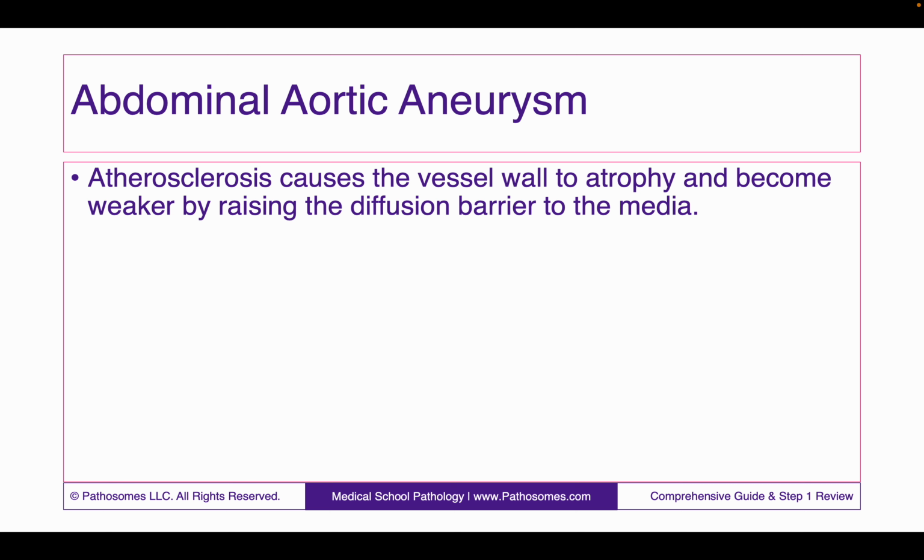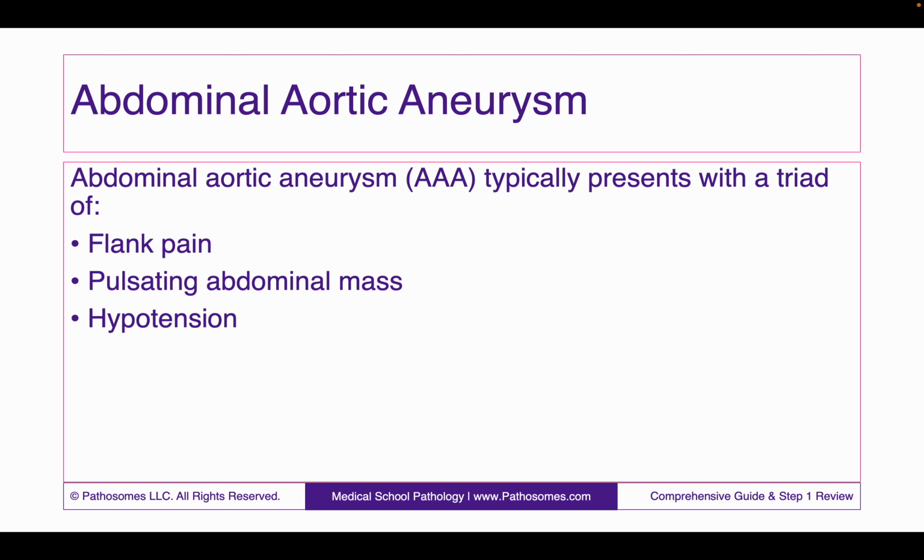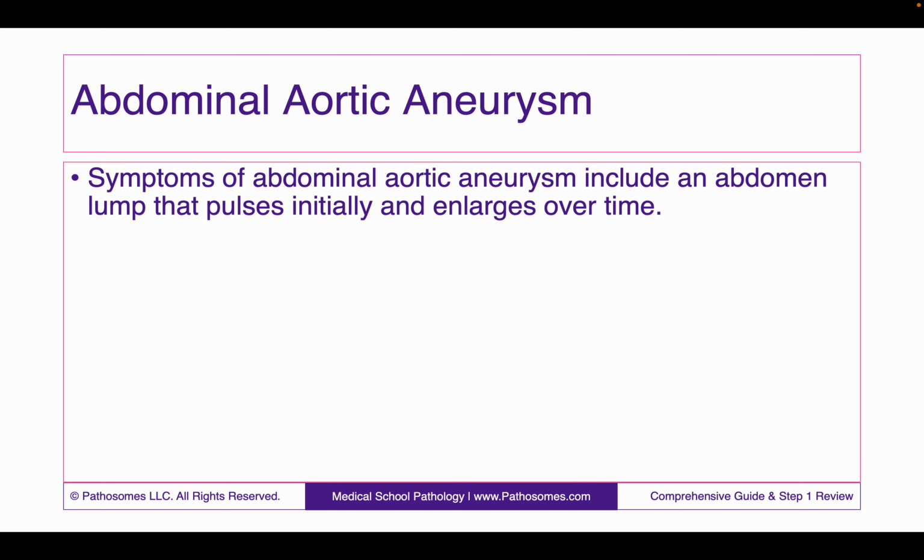Atherosclerosis causes the vessel wall to atrophy and become weaker by raising the diffusion barrier to the media. An abdominal aortic aneurysm typically presents with a triad that you must know, which is flank pain, a pulsating abdominal mass, and hypotension. I guarantee you will see it. Symptoms include an abdominal lump that pulses initially and enlarges over time.